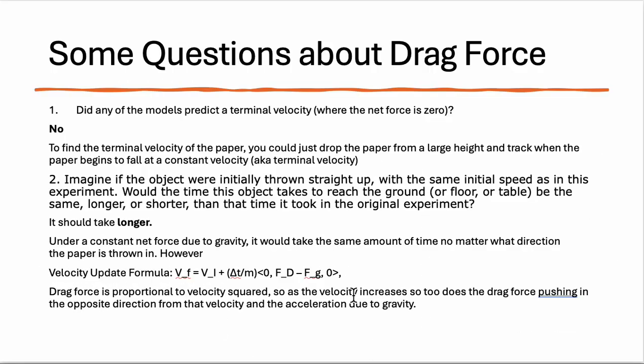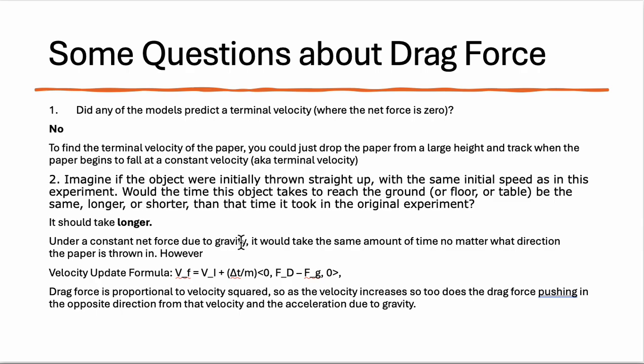So, some questions about drag force. Did any of the models predict a terminal velocity? No, but we could find the terminal velocity of the paper. You just need to drop the paper from a large height and track when the paper begins to fall at a constant velocity, or terminal velocity, because that is where the magnitude of the force of gravity is equal to the magnitude of the drag force.